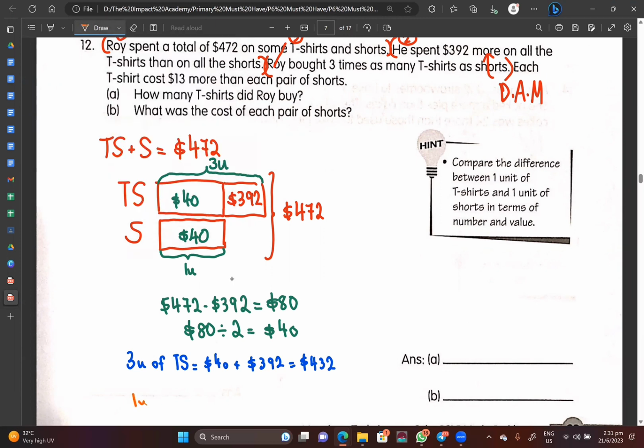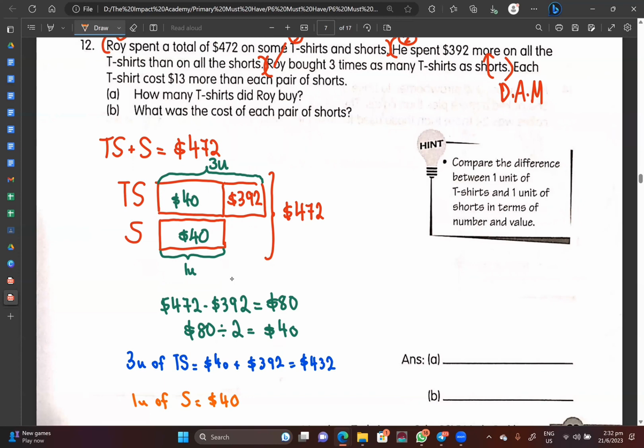Whereas 1 unit of shorts is equals to how much? Just $40. Now some of you may be confused. You're like, what is 1 unit of shorts? You can see that as 1 group of shorts. You understand? So you know that this is a big difference, small difference question. So you need to be very focused on finding out the big difference. What is big difference? Once again, 1 group of something versus 1 group of something. The difference between 1 group of shorts and 1 group of t-shirt. That's why we say big difference. The word big means 1 big group.